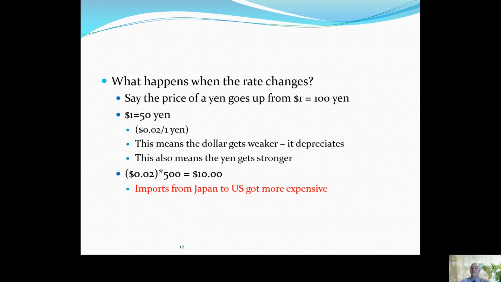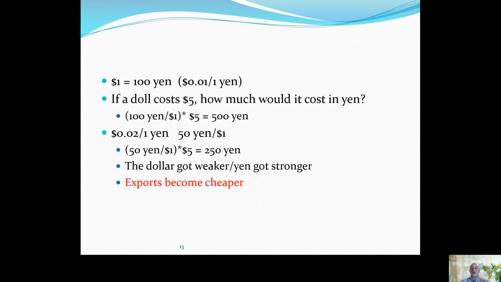So if we look at that doll that cost 500 yen, it now is going to cost me $10 to purchase that doll. So as the dollar gets weaker, the imports into the United States just got more expensive. So as the dollar gets weaker, the imports become more expensive. Now we can also look at the flip side of this.